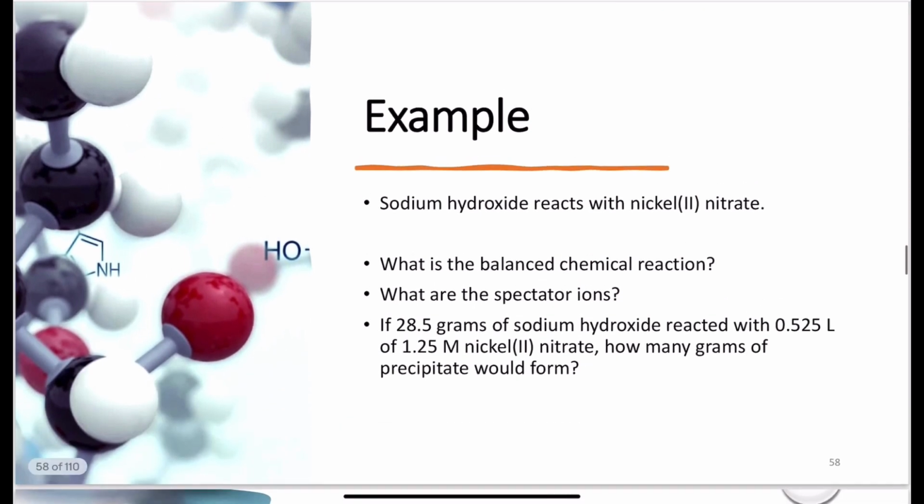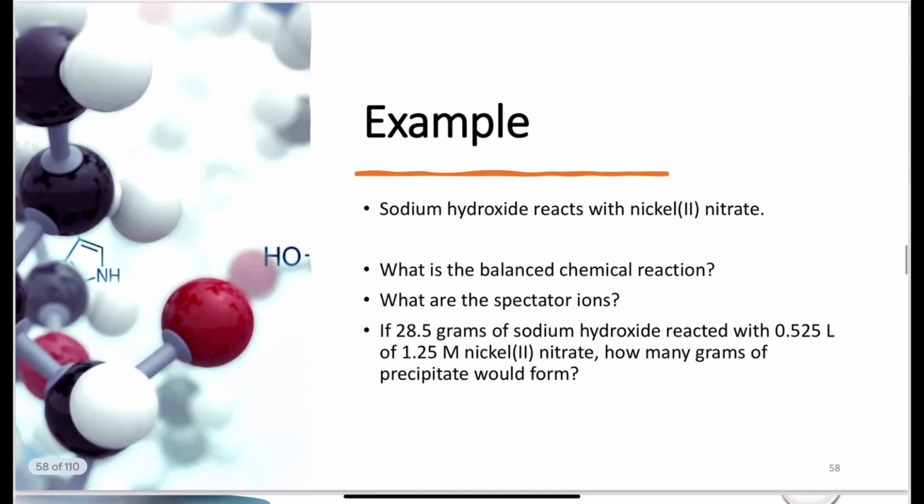And our last example in this module, sodium hydroxide reacts with nickel 2 nitrate. What is the balanced chemical reaction? Well, sodium ion, Na+, hydroxide OH minus, so I know that must form NaOH. NaOH is a strong base, so it is always soluble, aqueous phase.